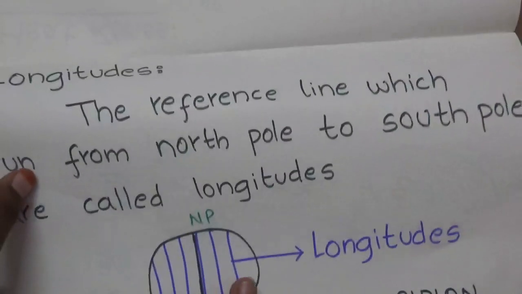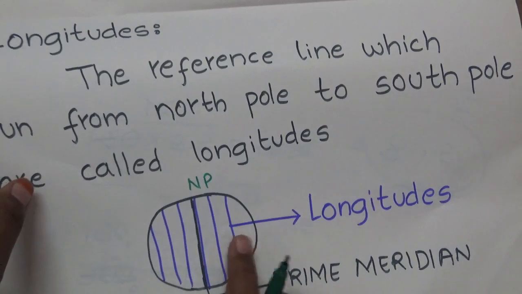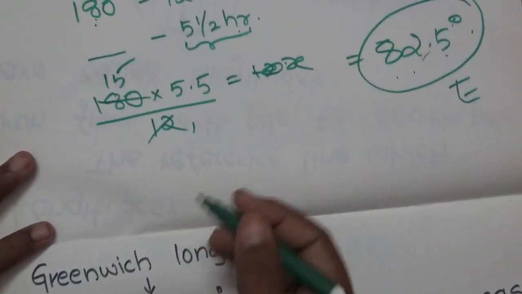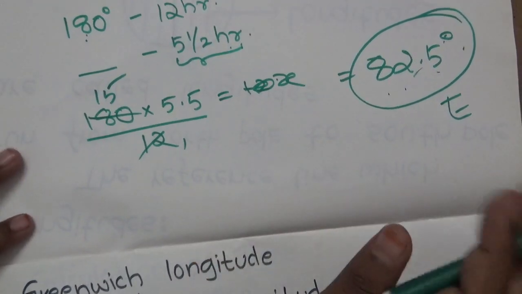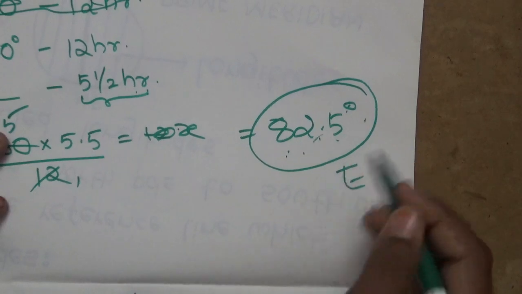Our India is on the eastern side. Here our India is located. That's the reason it is east longitude. Now, our Indian standard time is 82.5 degrees east longitude.